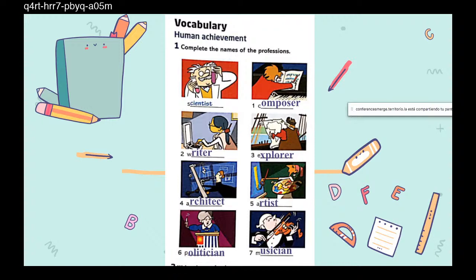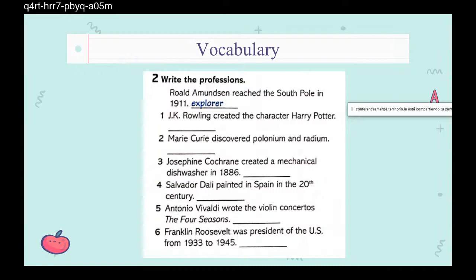Okay. Number two, write the professions. Roald Amundsen reached the South Pole in 1911, so he's an explorer. Rowling created the character Harry Potter, so she is a writer. Marie Curie discovered polonium and radium, so she was a scientist. Josephine Cochrane created a mechanical dishwasher in 1886, so she or he was an inventor. Salvador Dalí painted in Spain in the 20th century, so he was an artist or painter.